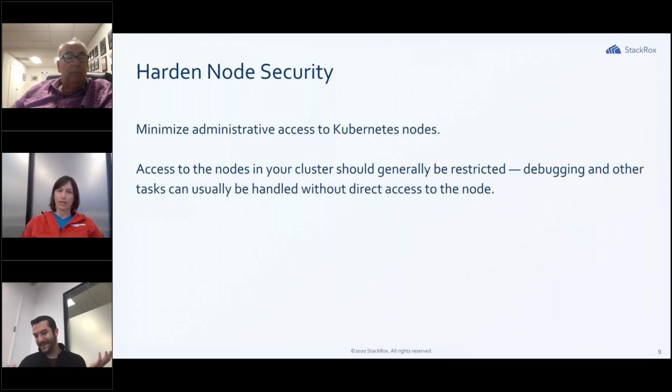Another kind of no-brainer sometimes, but let's make sure we limit access to the nodes within our cluster. Debugging and other tasks can be handled without going to the node directly. Anyone who has access to the node and Docker has access to Kubernetes. You can exec into pods, run a whole variety of commands, and you can use distributed tracing and distributed logging to help users debug without having to grant them actual physical access.